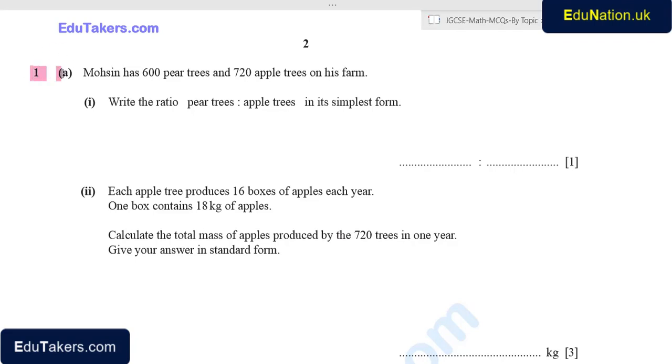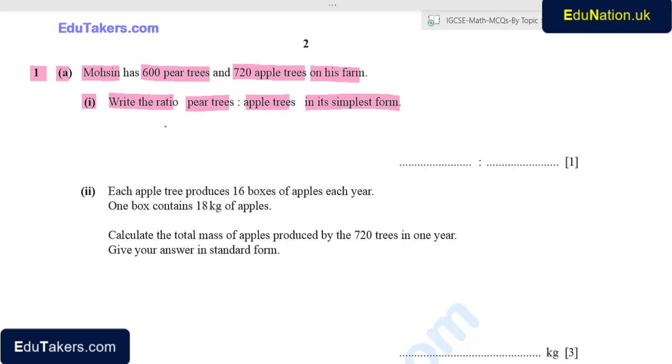Question number 1, Part A. Mohsin has 600 pear trees and 720 apple trees on his farm. Part first. Write the ratio pear trees to apple trees in its simplest form.